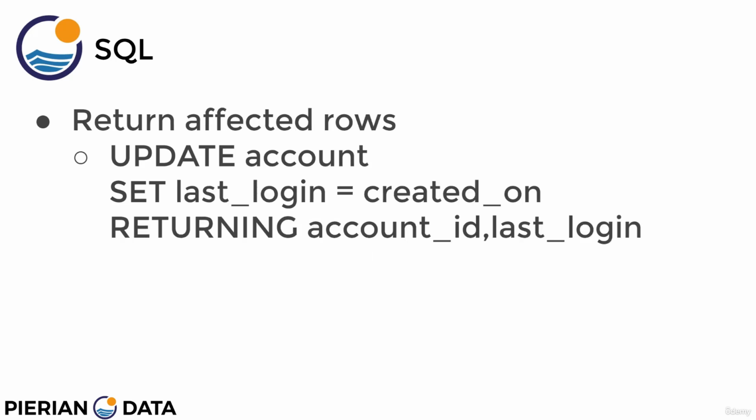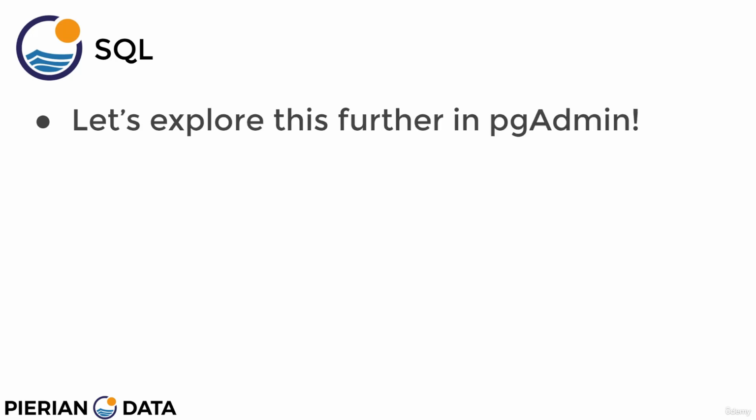We can also return the rows that are affected. So if you just run one of these update commands, you don't see any results, but if you do want to see particular columns that were affected, you can set the command, something like update account table, set last login column equal to the created on column, and then you can say returning and choose the columns you want returned, and it's going to return the rows that were actually affected. And you can return all the columns or a subset of columns. It's really up to you.